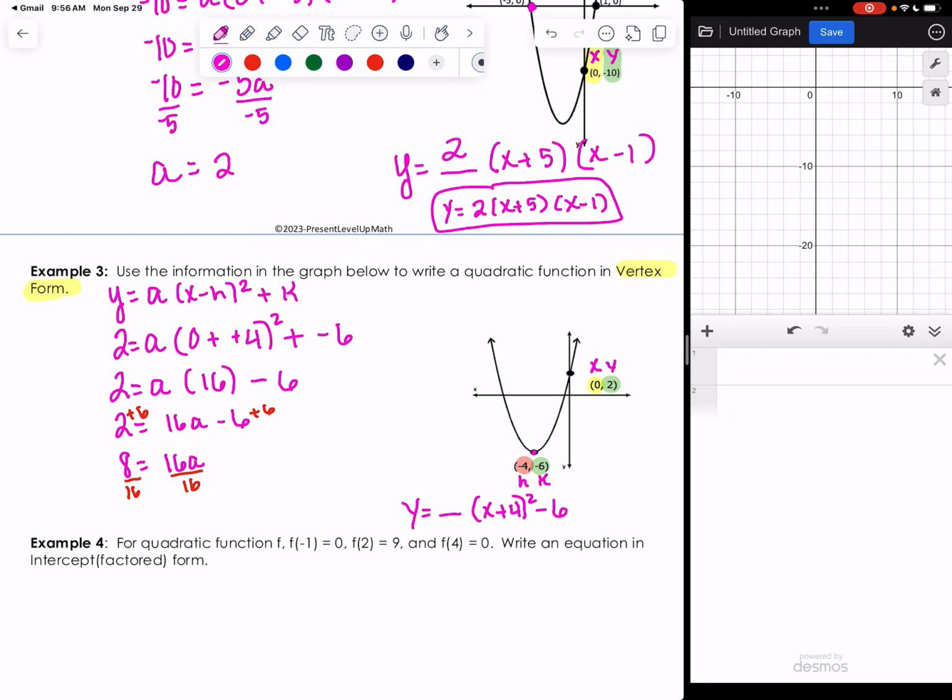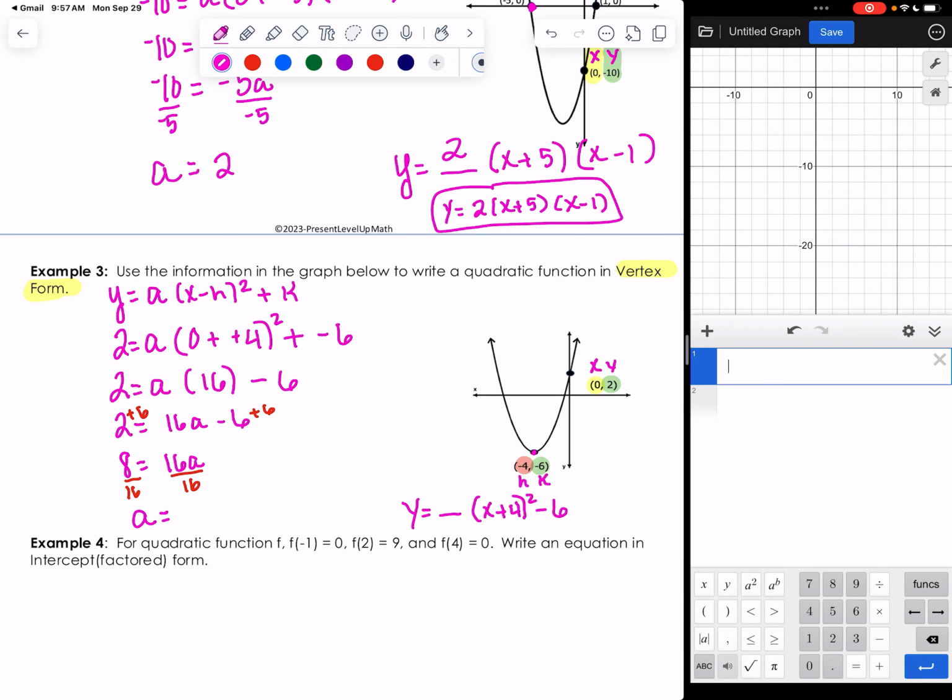Now be careful when you divide by 16, because the value of a is not 2. 8 divided by 16 is going to give you 1/2, or 0.5. So now I know the value of a is 1/2. Now let me write that answer a little bit neater. Y equals 1/2 (x plus 4) squared, minus 6.